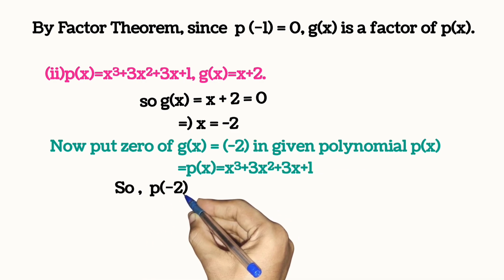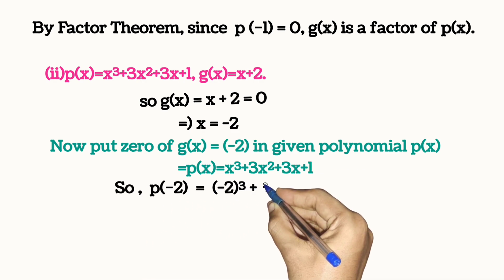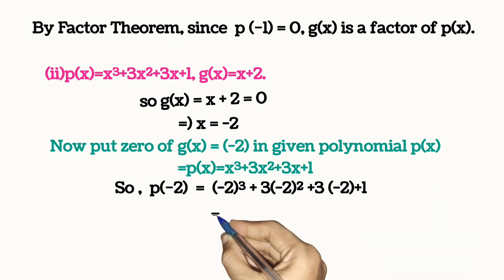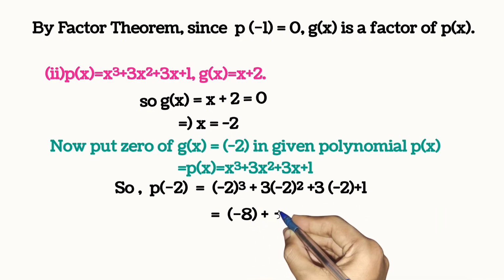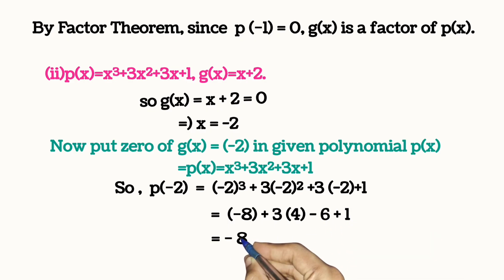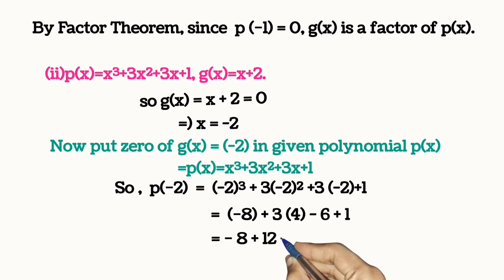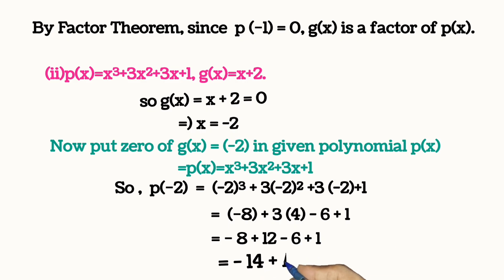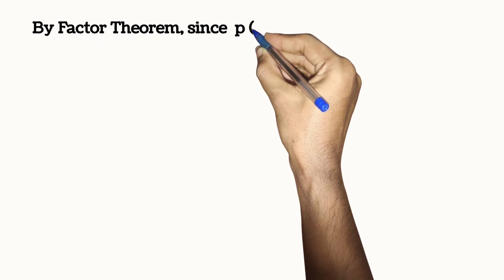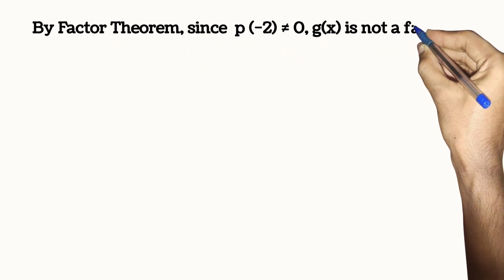So p(−2) = (−2)³ + 3(−2)² + 3(−2) + 1, that will be −8 + 3 × 4 − 6 + 1, that will be −8 + 12 − 6 + 1, that is equal to −14 + 13, that is equal to −1. By the factor theorem, since p(−2) is not equal to 0, so g(x) is not a factor of p(x).